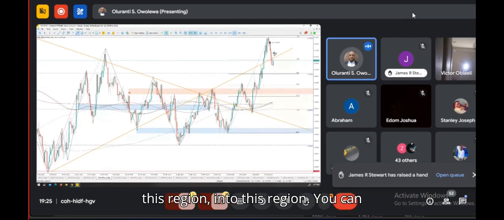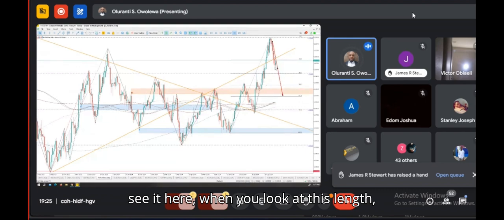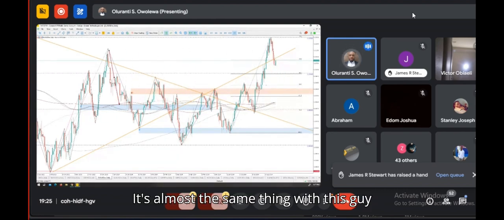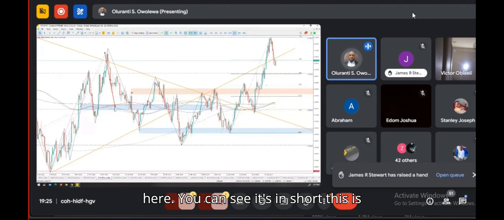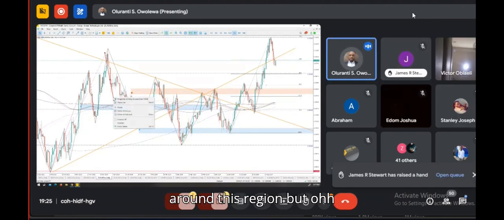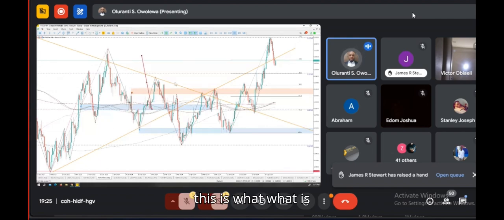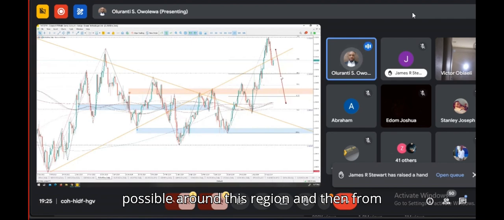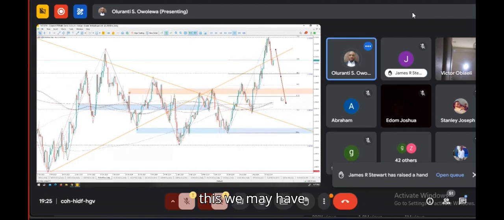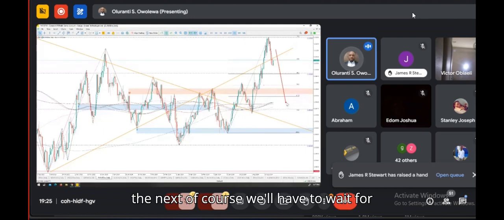move into this region. You can see it here. When you look at this length, it's almost the same thing as this one here. You can see it's short. This is even still shorter than what has happened around this region. But this is what is possible around this region. And then from this, we may have the next. Of course, we'll have to wait for some sort of divergence and all of that.